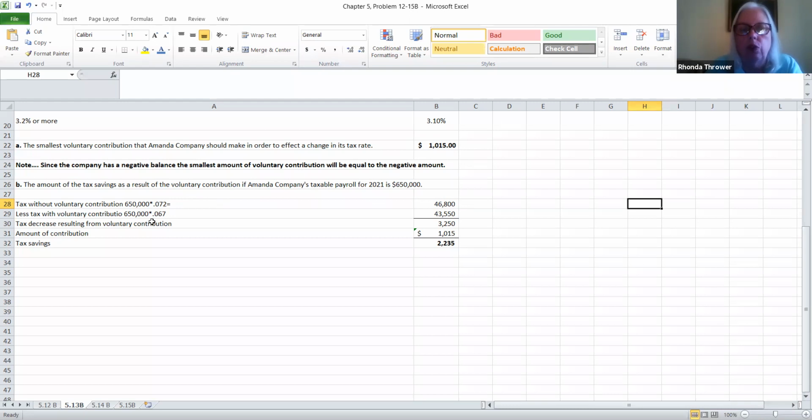So you multiply that by the taxable wages, and this is the lower amount of taxes that you would have to pay at a rate of 6.7%. The difference between these is the tax decrease that results from the voluntary contribution. And because we had to contribute voluntarily $1,015, the amount of our tax savings is the difference between these two.